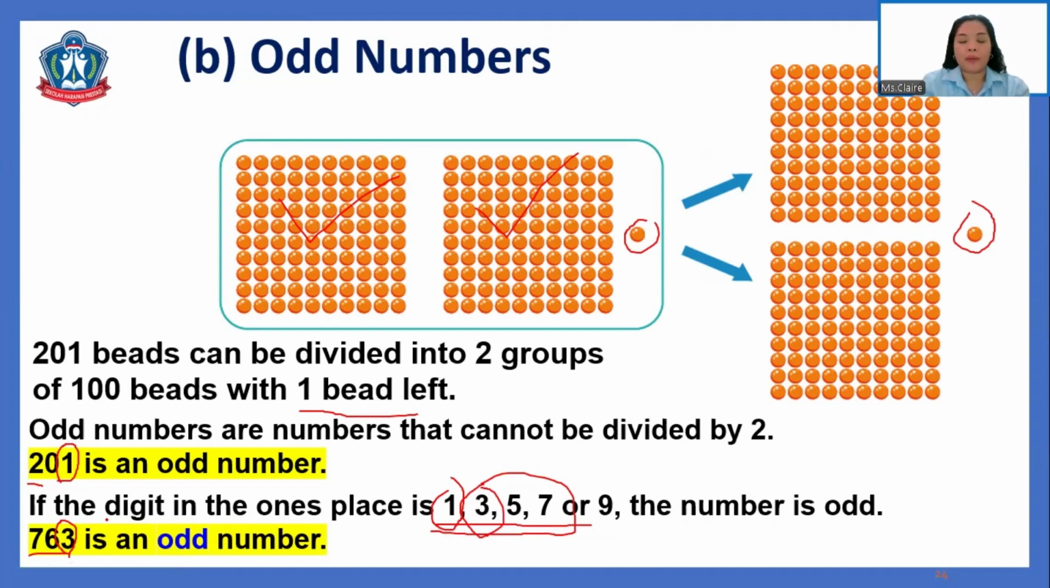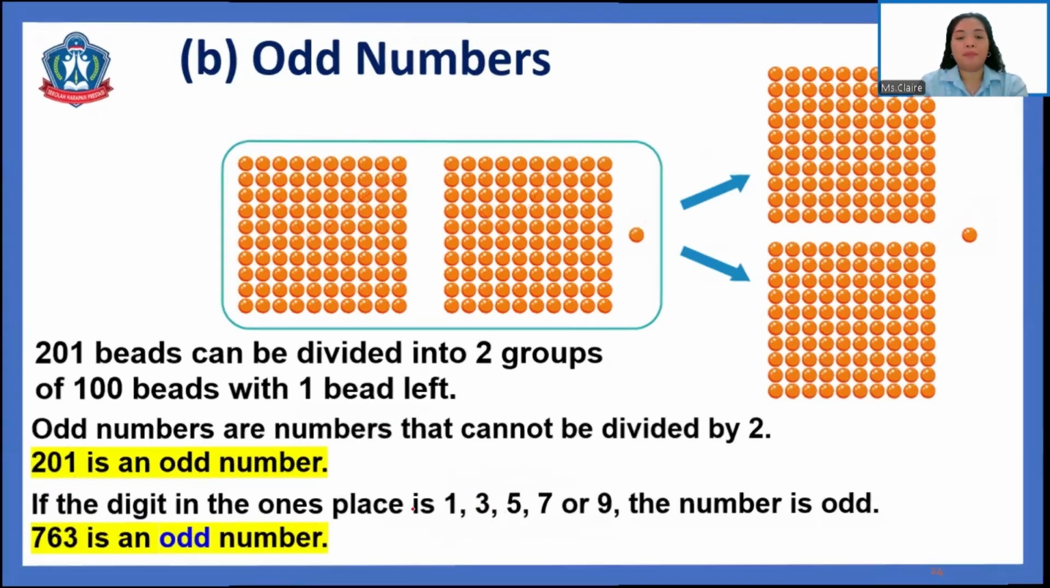So, is it clear, P3? For an even number, we simply check the digit in the ones place. If the digit ends with 0, 2, 4, 6, or 8, the number is even. If the digit in the ones place is 1, 3, 5, 7, or 9, the number is odd. Okay, please remember that, P3.